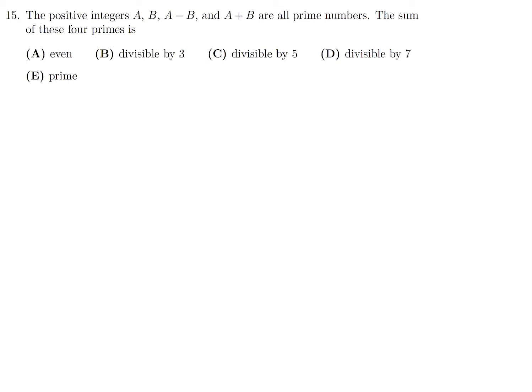The positive integers a, b, a minus b, and a plus b are all prime numbers. The sum of these 4 primes is. Okay, so you've got a, b, a minus b, and a plus b, like that. And these are all prime numbers, and they want you to add them up and then look at the answer choices. All right, let's list some of the first primes. 2, 3, 5, 7, 11, 13.